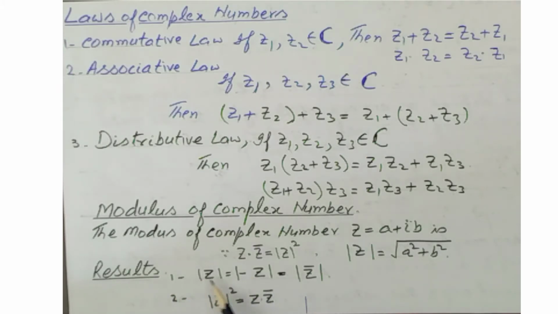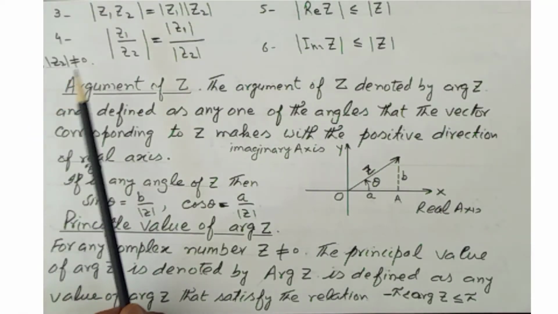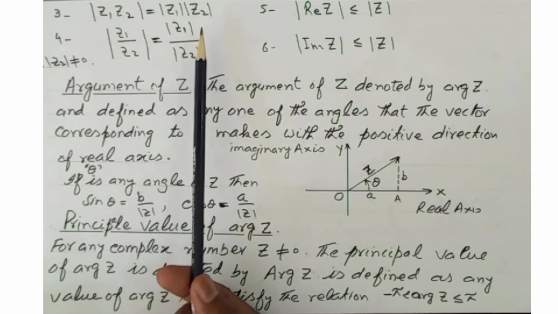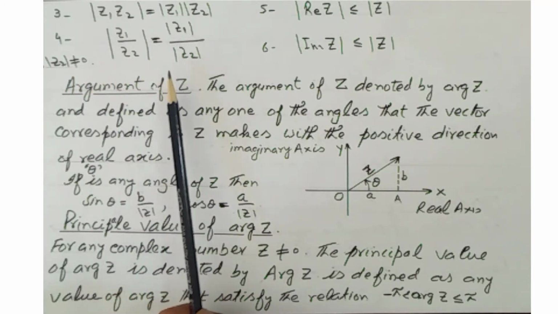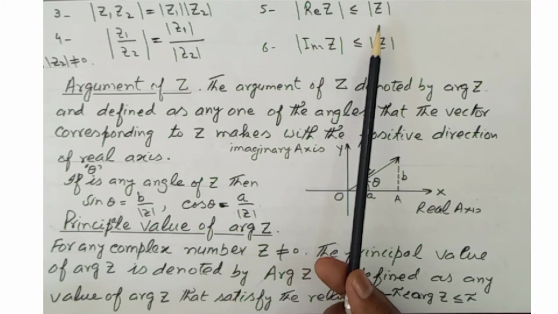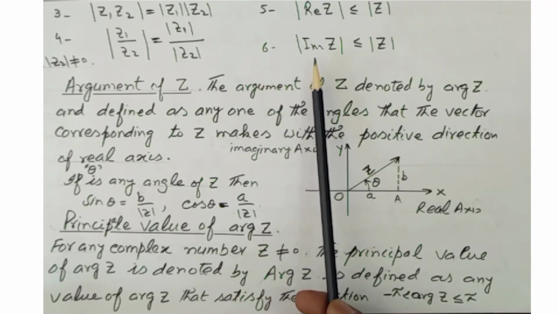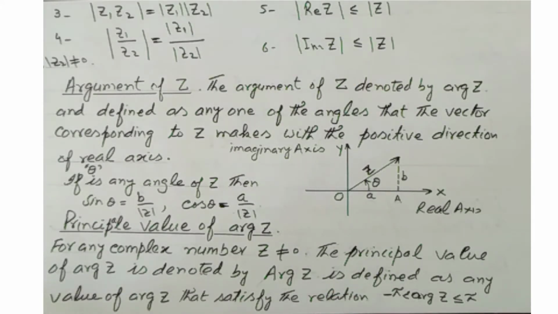Now there are some results on the modulus of a complex number. Number one, |z| equals |-z| equals |z conjugate|, and number two, |z| whole square equals z into z conjugate. Number three, |z1 z2| equals |z1| into |z2|, and number four, |z1 / z2| equals |z1| over |z2|. Number five, |Re z| is less than or equal to |z|, and number six, |Im z|, the imaginary part of z, is less than or equal to |z|. So here |z| should not equal 0.